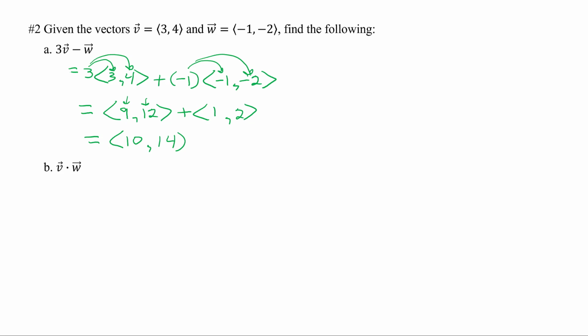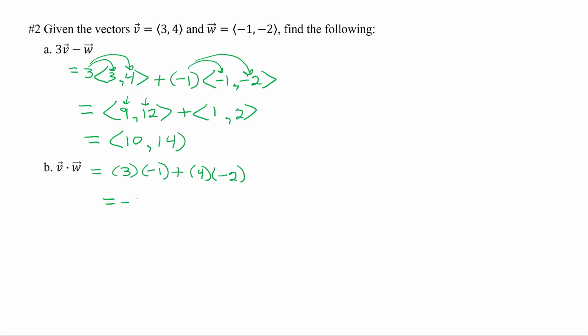Okay, if we want to take v dot w, we take the first component of v, which is 3, times the first component of w, which is negative 1, plus the second component of v, which would be 4, times the second component of w, which is negative 2.